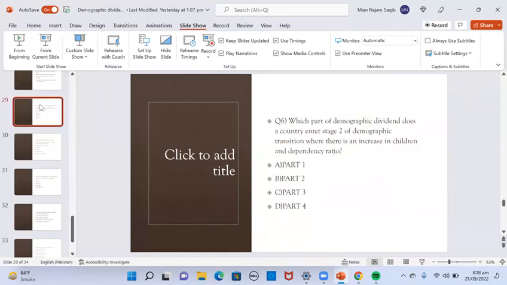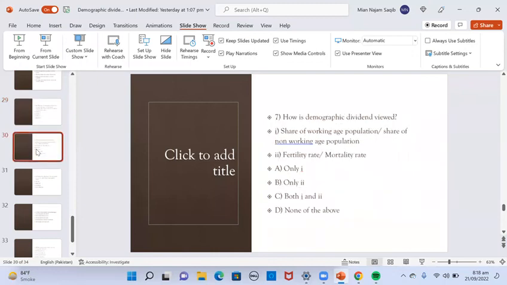Question number 6: which part of the demographic dividend does the country enter in stage 2 of the demographic transition, where there's an increase in children and dependency ratio? Part 1, part 2, part 3, part 4? It's A.